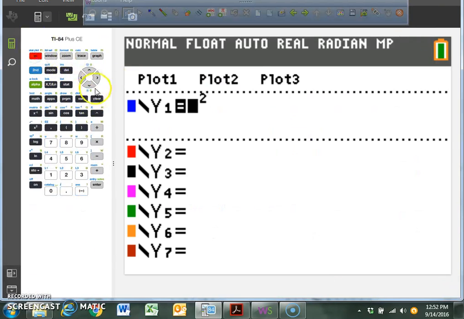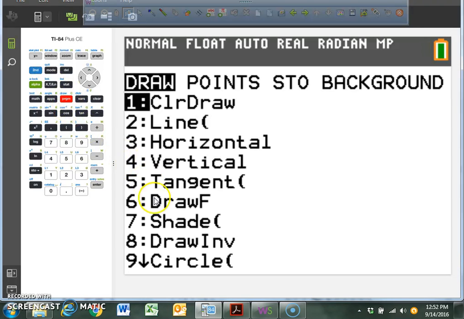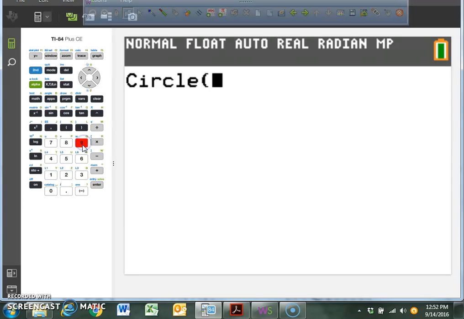I'm going to hit y equals. I'm going to clear it out. All right? Let's try something kind of cool in the program. I'm going to go second draw. All right? And I'm going to go down to number 9, and I'm going to draw a circle.